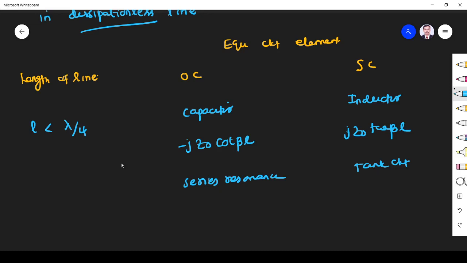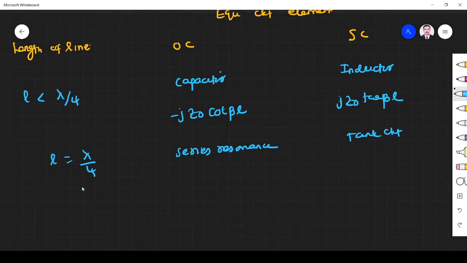And when L is equal to lambda by 4, open circuit acts as series resonance, short circuit acts as tank circuit. So this is for L less than lambda by 4.